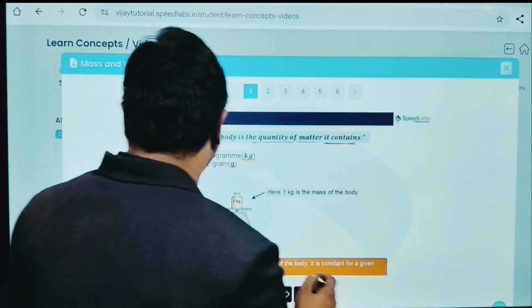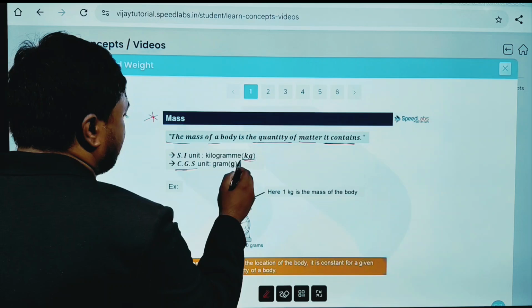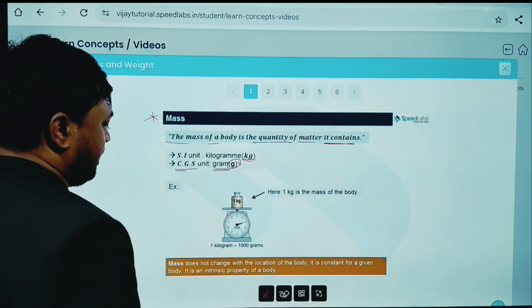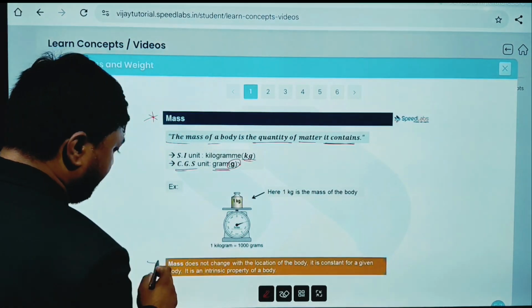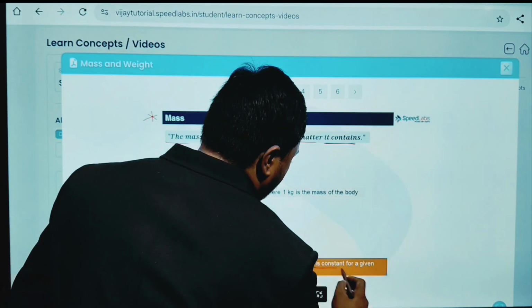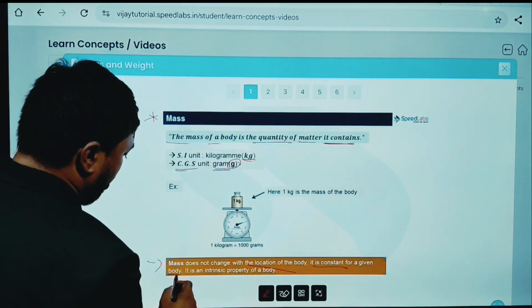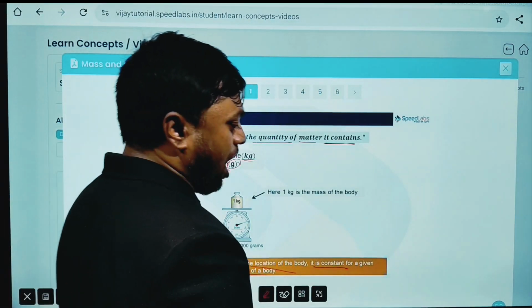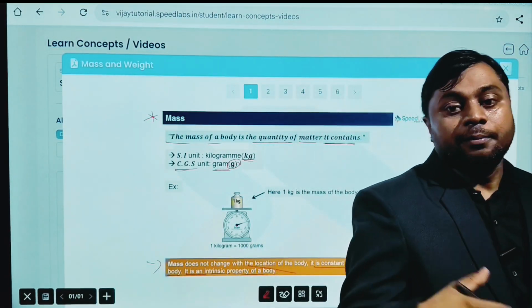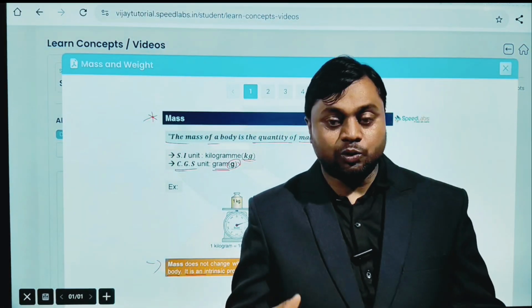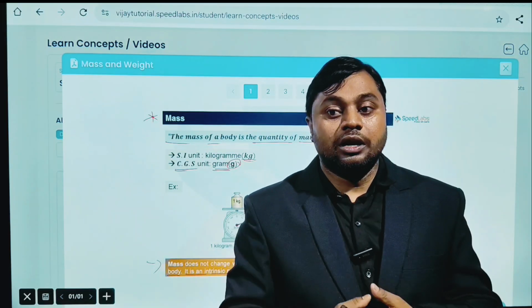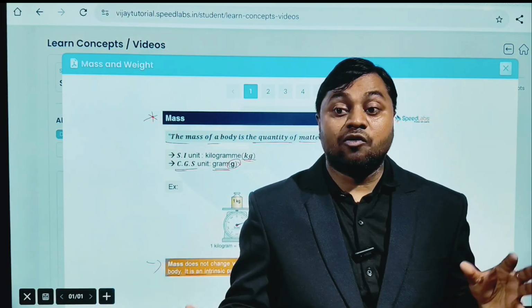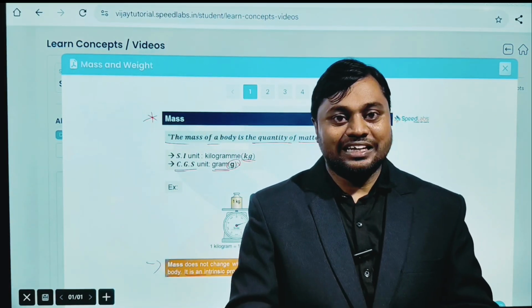Is it clear? And CGS unit of mass is what? A gram. Mass does not change with the location of the body. It is constant for a given body, and it is an intrinsic property of the body. See, mass of the body does not change with the places. Suppose when you are sent to the moon, our mass does not change, but our weight will change.